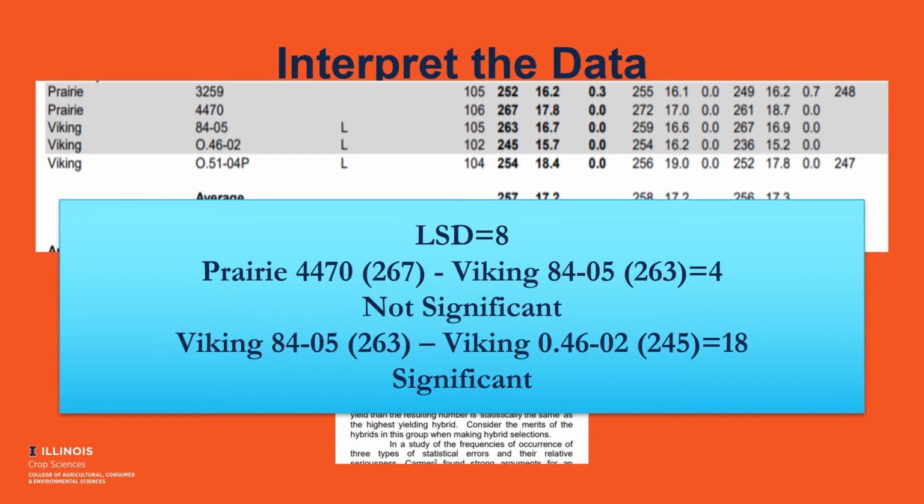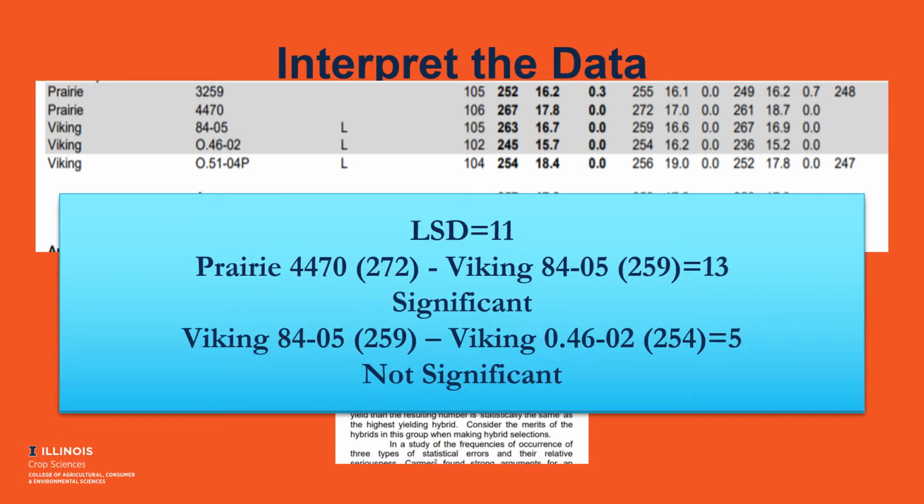Now if we move over to the right, the average for the individual trial, there's an LSD of 11. If you take the same Prairie hybrid compared to the Viking hybrid, there's a 13 bushel difference here, so it is statistically different. And if you take that same 8405 compared to the Viking 4602, there's a 5 bushel difference at that location, so it's not statistically different. This information is useful if you have a trial really close to your farm, or if you are trying to find some more broad spectrum information, but just be cautious of how you use the data.